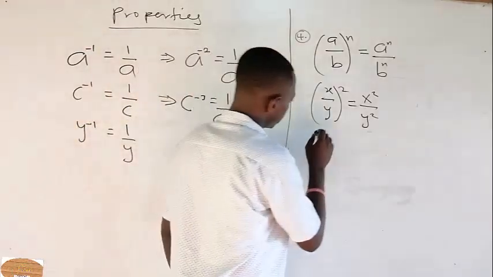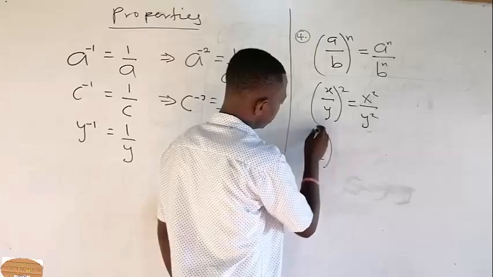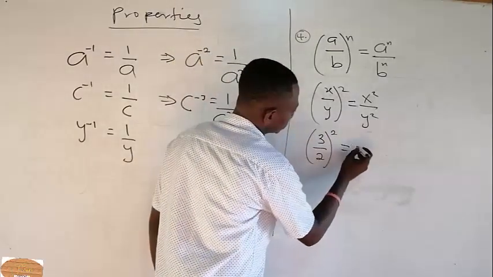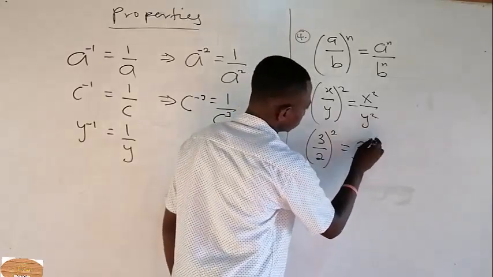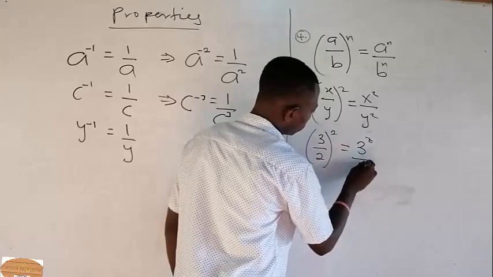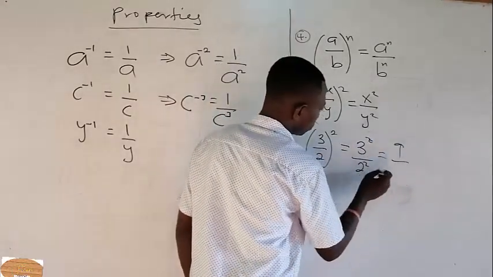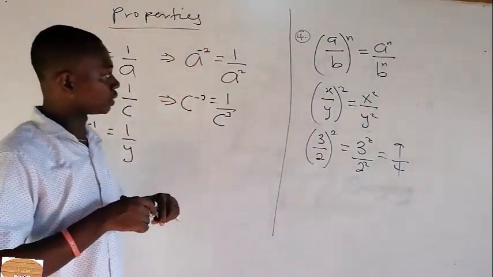So in case we're given 3 over 2 all to the power 2, this one is the same as 3 to the power 2 over 2 to the power 2. And 3 to the power 2 is 9, then 2 to the power 2 is 4. Alright, so that's that. So don't forget this one.